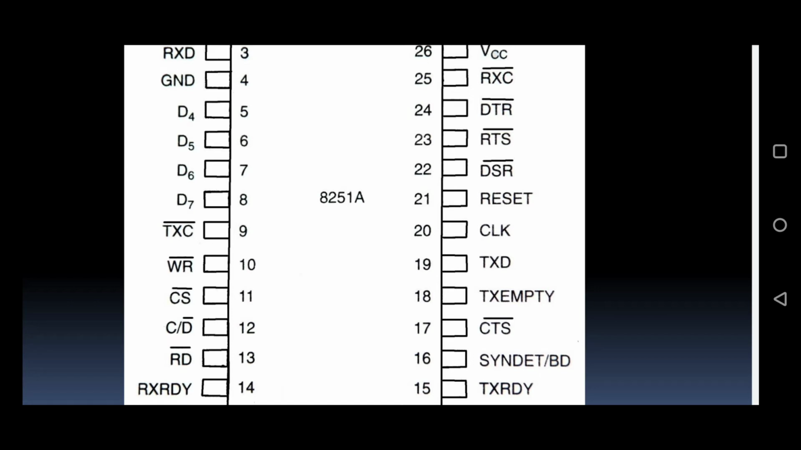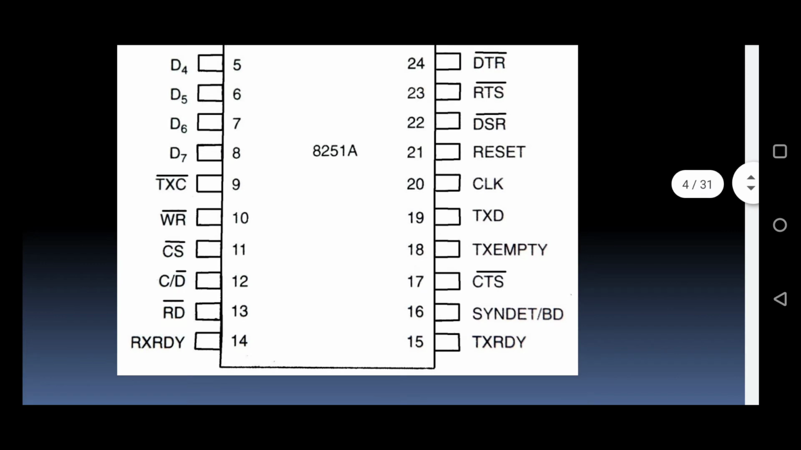And next we are going to discuss the pin SYNDET, the 16th pin, that is synchronous detection slash break detection. This pin acts in two different modes: one is the synchronous mode and the other is the asynchronous mode. When this pin is high, it will act as the internal synchronous mode. When this pin is low, it will act as the asynchronous mode. So that is the function of synchronous detection slash break detection.